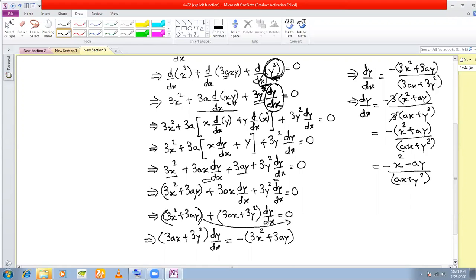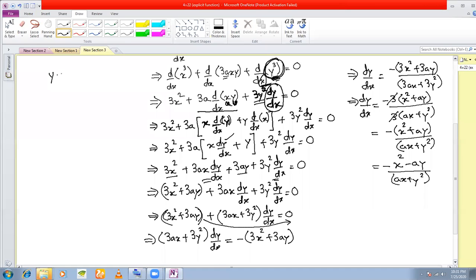This step also, if you see, in this step you are using the u into v rule: first function into d/dx of y, and what is d/dx of y? It is dy/dx. So this is what you must remember. Suppose I want to differentiate, let me give a small example here.